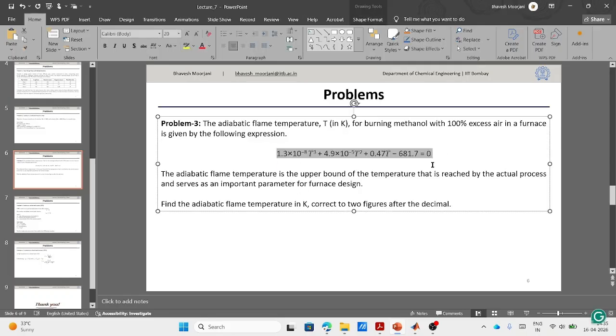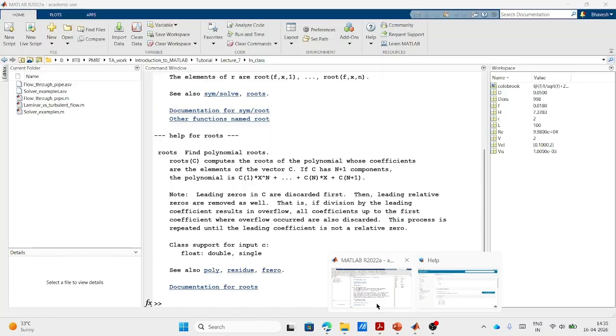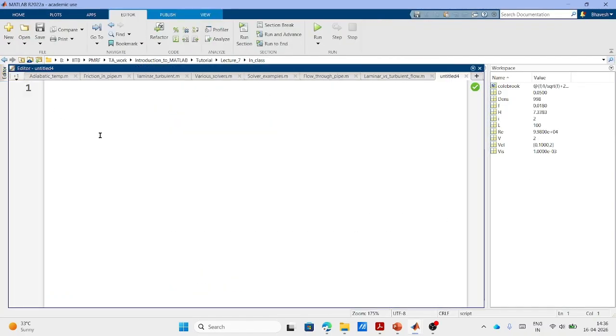Let me copy paste. Finding the adiabatic temperature of furnace given by polynomial.